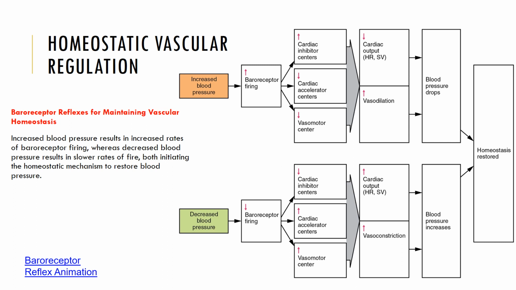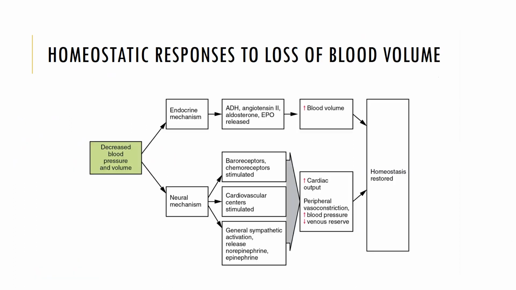Chemoreceptors, on the other hand, will respond to changes in chemicals in the blood composition, and we'll examine those in just a moment. So within some of the homeostatic mechanisms that help regulate blood pressure, blood volume, and blood flow, we have both an endocrine or hormonal regulation and a neural regulation. The neural regulation involves the baroreceptors and chemoreceptors of the body.